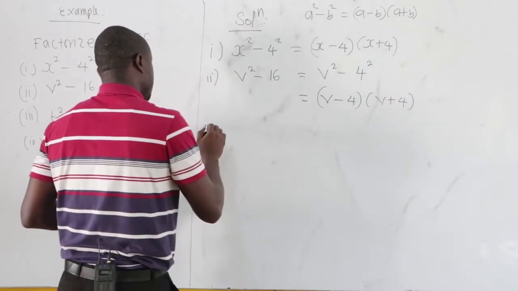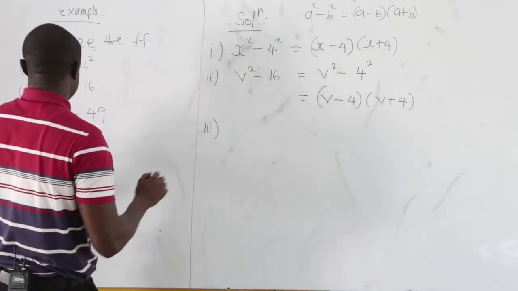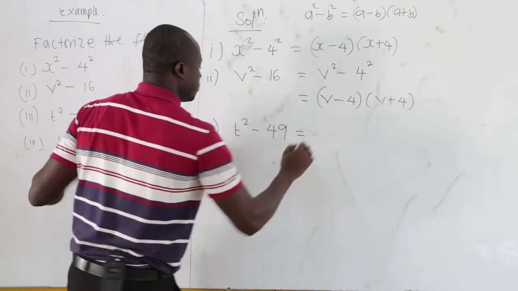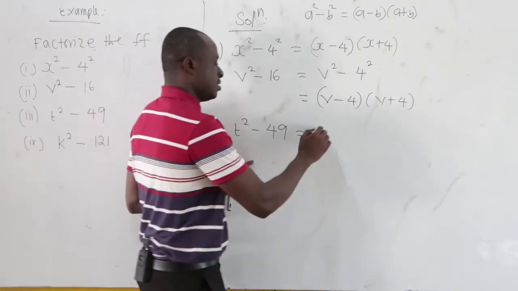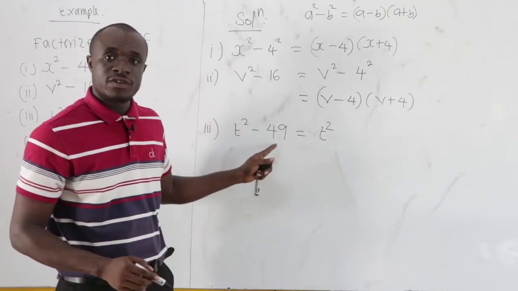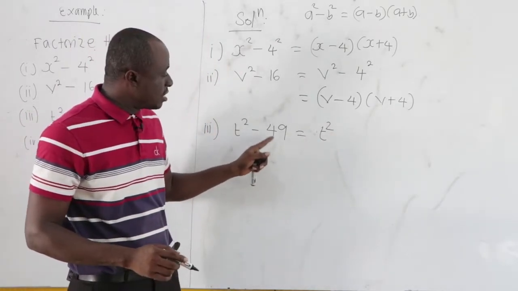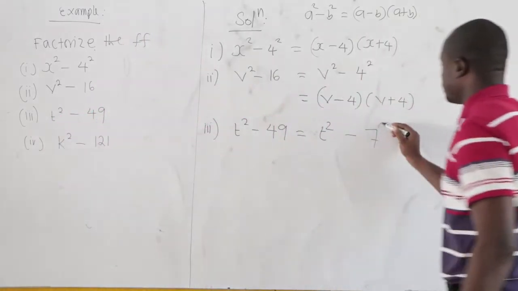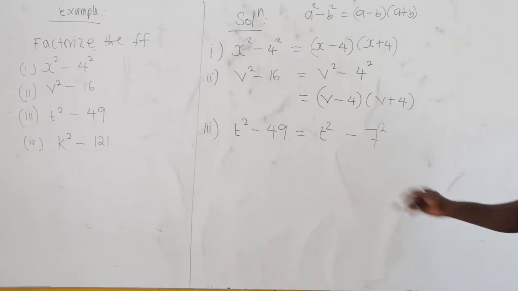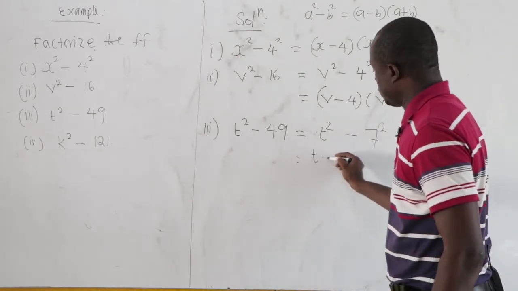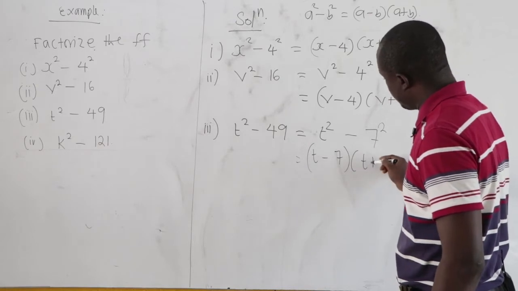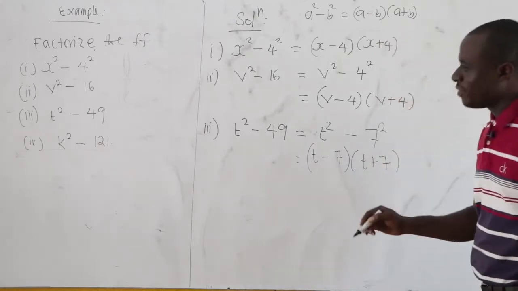This is very easy. Now let's see the third one. We have t squared minus 49. Now here, we have our t squared. Now, how do we change 49 in such a way that the number remains the same? So that is minus 7 squared. 7 times 7 is 49. So using the rule, t minus 7, t plus 7. This is very easy.